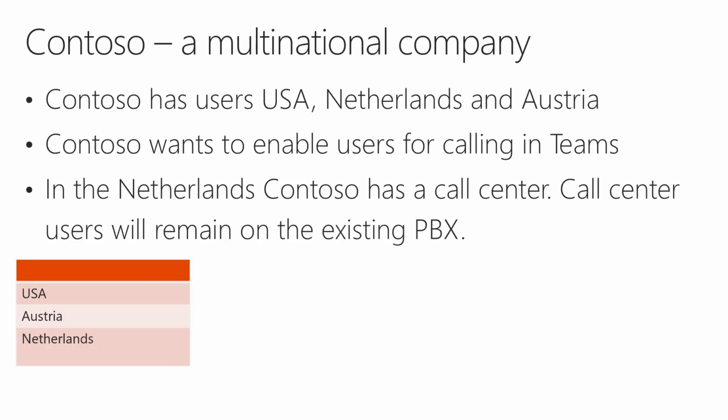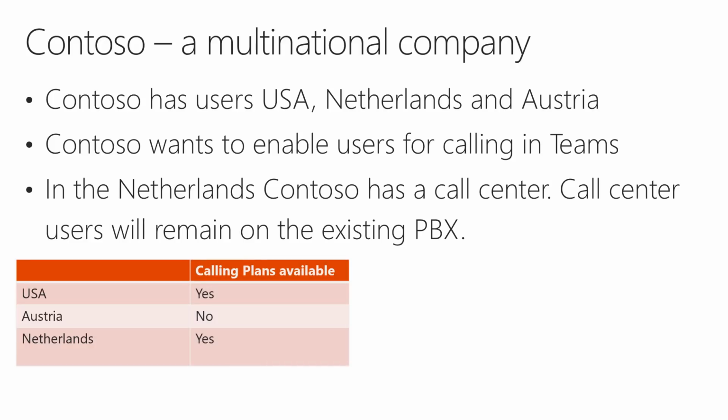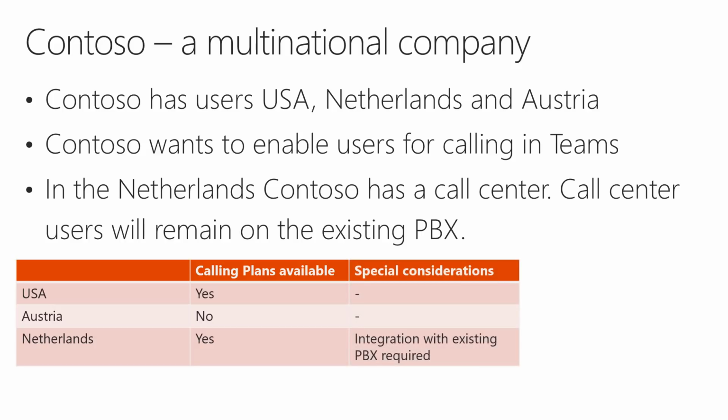So how could they approach this scenario? The users are located in the USA, in Austria, or the Netherlands. First, they need to look at where calling plans are available. Calling plans provided by Microsoft are only available in a selected number of countries. The USA has calling plans, Austria doesn't, and the Netherlands does have calling plans. Then the special considerations: none for the USA or Austria, but there are special considerations for the Netherlands. They have this integration with their existing PBX for the call center users.